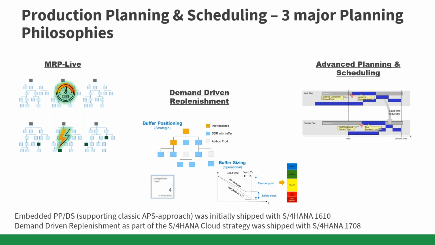So when it comes to PPDS, it's key that with embedding PPDS in S/4HANA, we really embedded for the first time an advanced planning and scheduling system directly in our ERP core. That's something which we achieved with the initial release of S/4HANA 1610. So it's already quite some time back, and we have a very good adoption of this functionality among our S/4HANA customers, which they have traditionally deployed with APO, but now they can implement and leverage it in the ERP core directly.